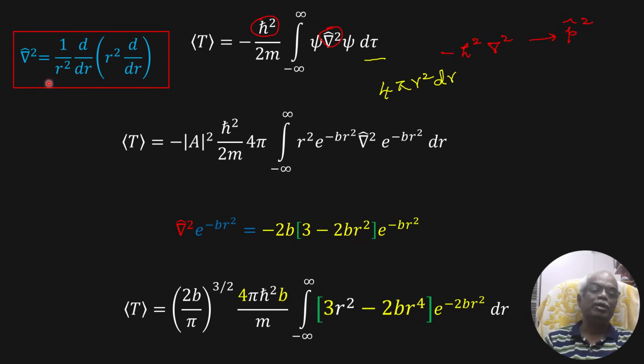Here, regarding the del squared operator, you notice that the wave function purely depends on r.